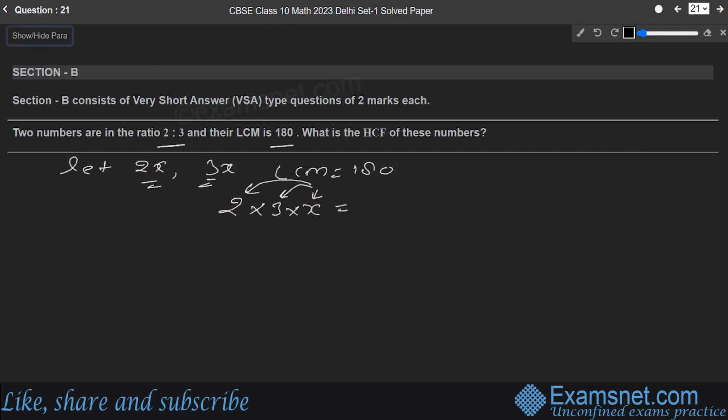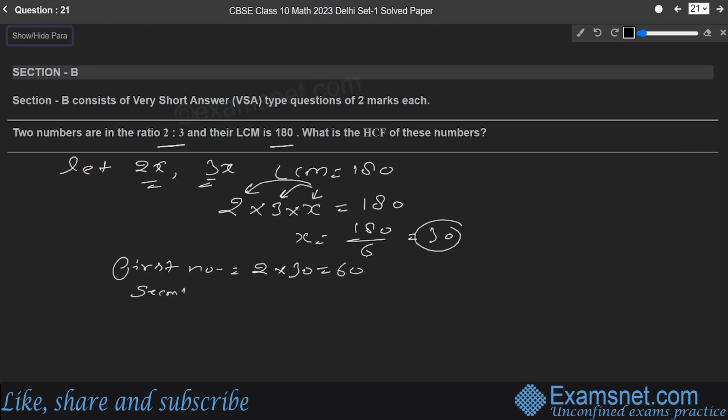So the product of this is nothing but 180, that is the LCM. So this is how we can write. From here we can get x value as 180 by 6, that is nothing but 30. So x comes out to be 30. So we can find out the first number using this. The first number is 2 into 30, that is 60. The first number becomes 60. And what is the second number? The second number can be found out as 3 into 30, because that was 3x, giving you 90. So these are the two numbers we have found out.